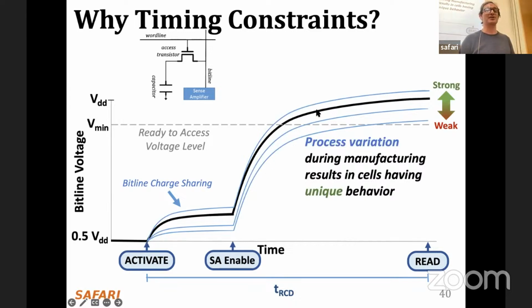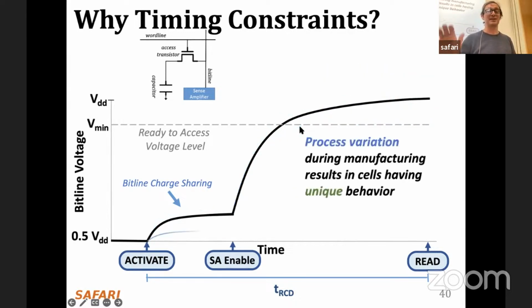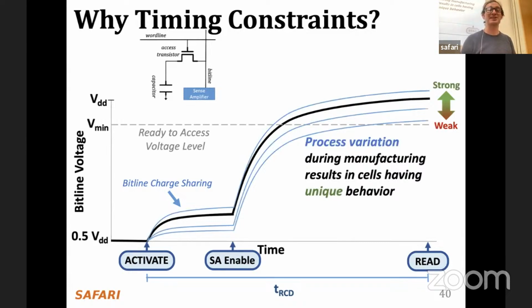And you have also seen yesterday that different cells behave differently. So I should probably animate. Well, it doesn't animate. There are strong cells that could be accessed earlier. There are weak cells that actually eat into this guard band. Hopefully they don't actually go out of the guard band, etc. Okay, so there's a reason for these timing constraints, as you can see, to make sure that the circuits settle and they give you the correct result after you take an action.